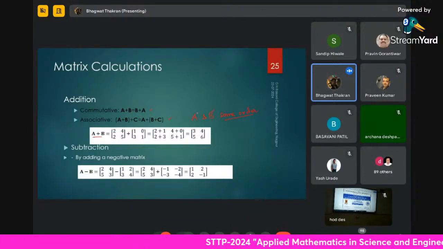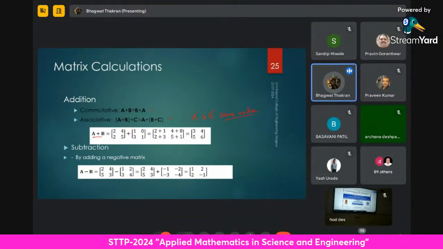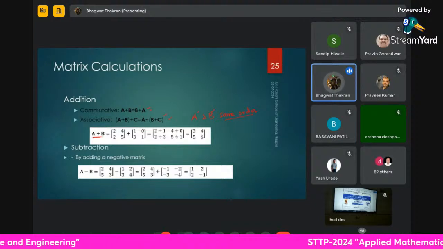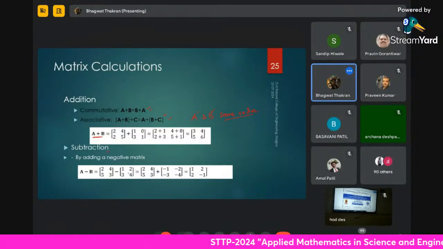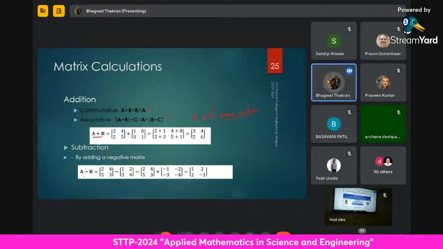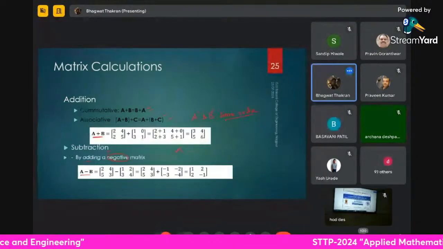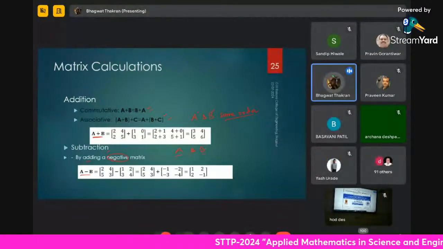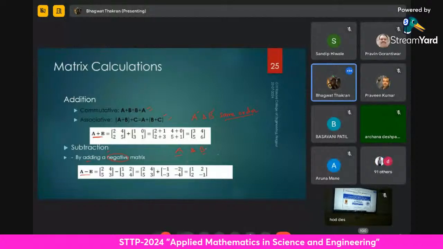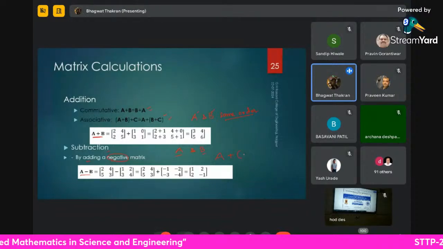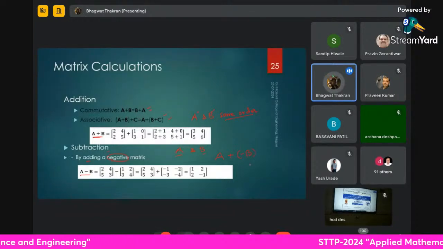So if A and B matrices are of the same order, then addition is possible, and based on that, addition is commutative. Similarly, subtraction is nothing but adding the negative matrix. So if I have matrix A and matrix B and we have to subtract these two matrices, I will add matrix A with the additive inverse of matrix B.